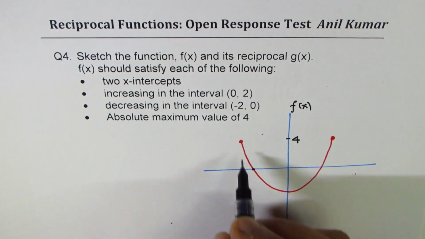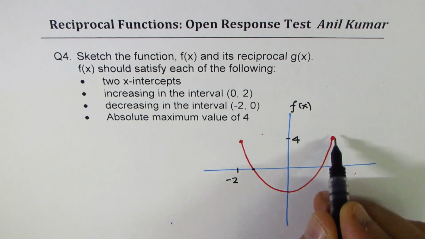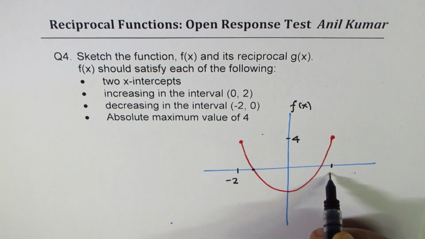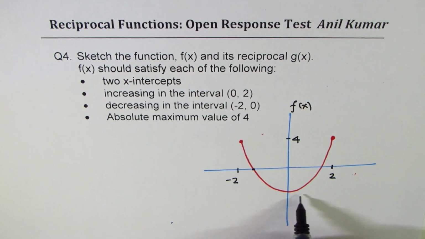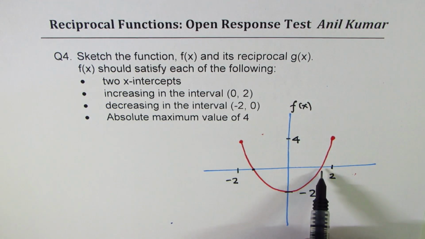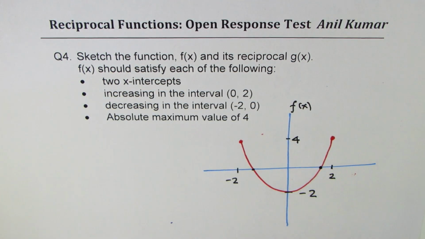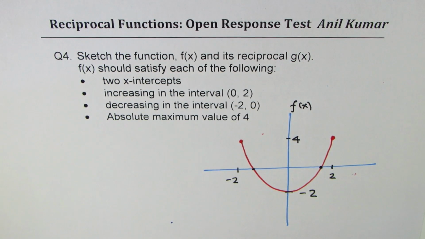Now let us say this value is at minus 2 and the other value here is at plus 2. Let us assume that this value here is, you could give any value, let it be minus 2. Okay, now we really don't know what the x-intercepts are for this graph, but it is not really required. We need 2 x-intercepts. So these are the 2 x-intercepts for f of x, right? So I hope that part is absolutely clear. Now let us sketch the reciprocal of this function, g of x.